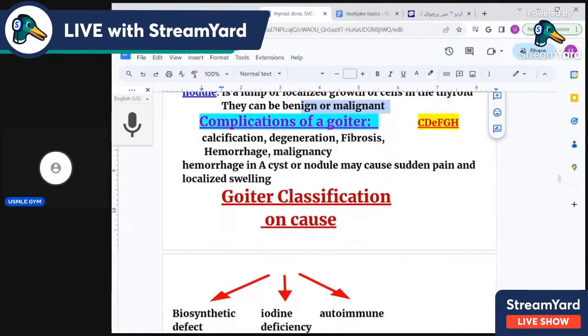Now, what are the complications of the goiter? C, D, F, G, H. C for calcification, D for degeneration, F for fibrosis, G for a growth or a tumor, and H for hemorrhage. So these are the complications of a goiter: calcification, degeneration, fibrosis, growth or a tumor, and hemorrhage.